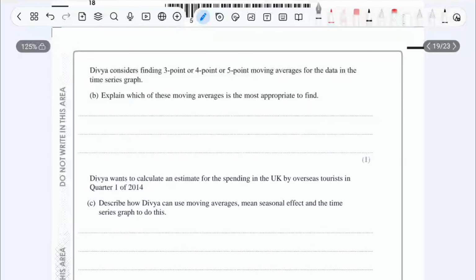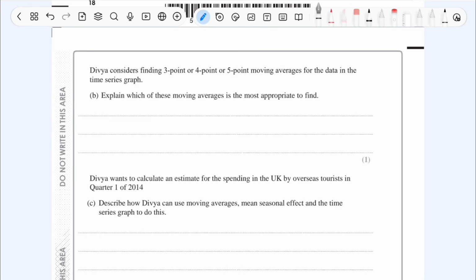Part B. Divya considers finding 3-point, 4-point, or 5-point moving averages for the data in the time series graph. Explain which of these moving averages is the most appropriate to find. I'm going to rephrase the question. Divya wants to find a moving average. What is an appropriate number?